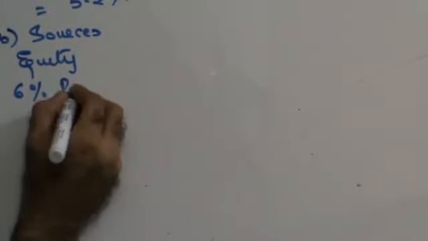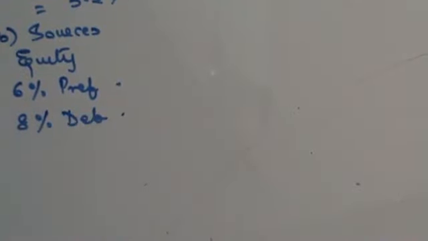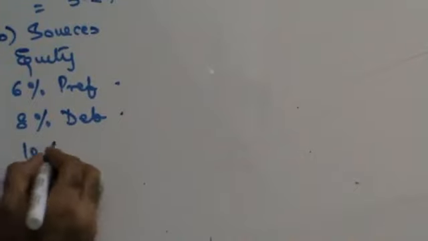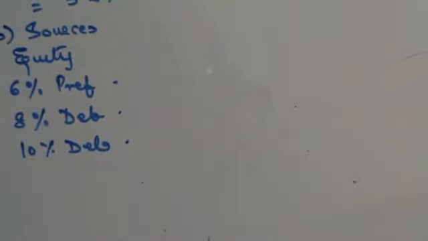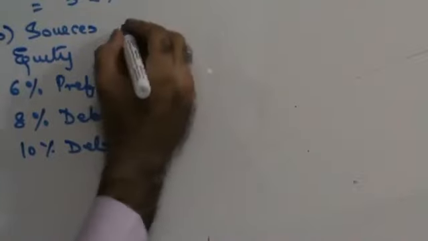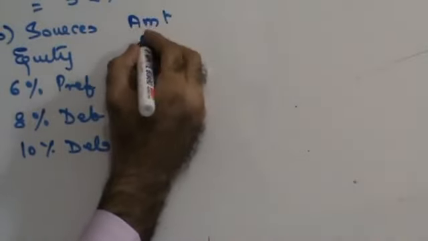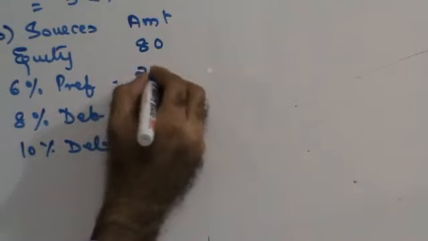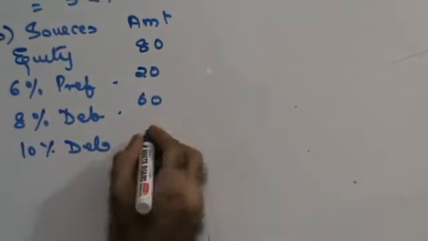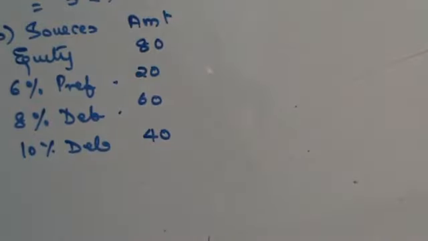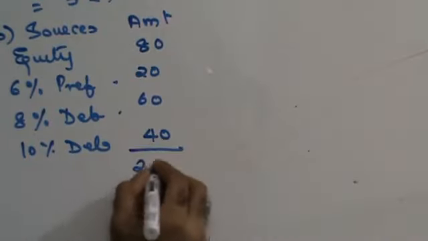Sources. You already had equity shares. You already had 6% preference shares. You already had 8% debentures. This was already there. They are saying that the company issues an additional 40 lakhs by issuing 10% debentures. You are issuing new 10% debentures, besides the capital that you already had. In terms of amount, this was already 80 lakhs, 20 lakhs and 60 lakhs. You are issuing new 10% debentures of 40 lakhs. So this is going to be 200 lakhs.